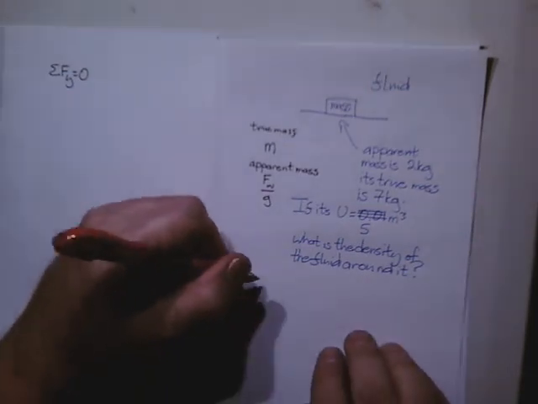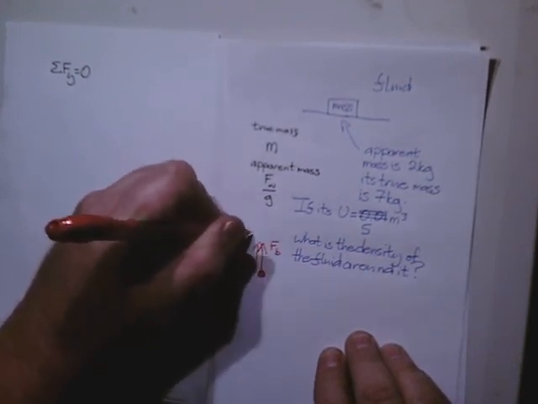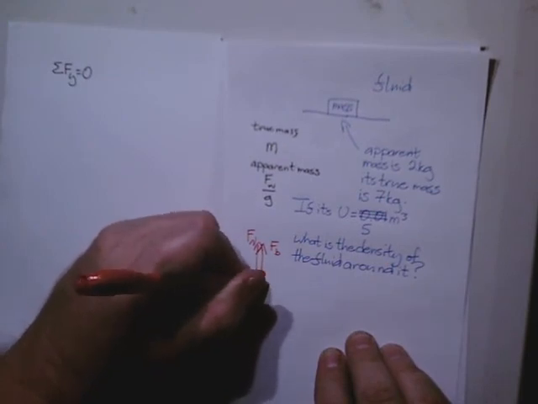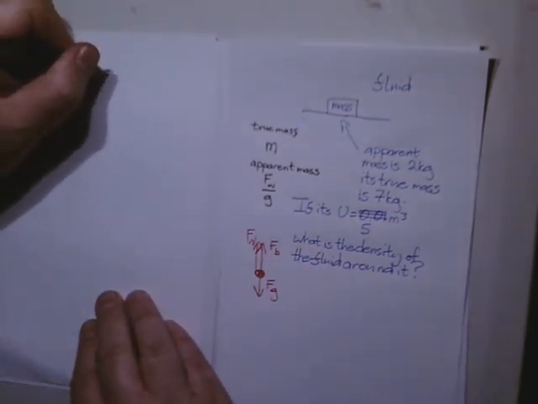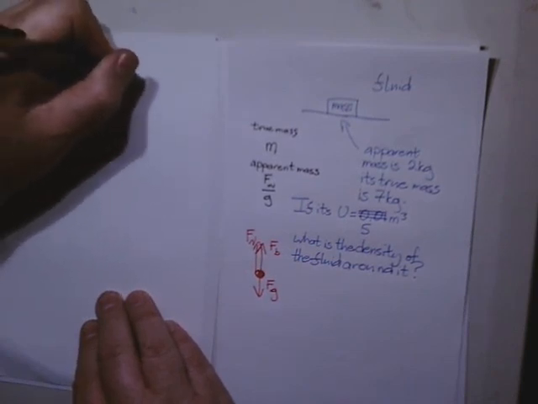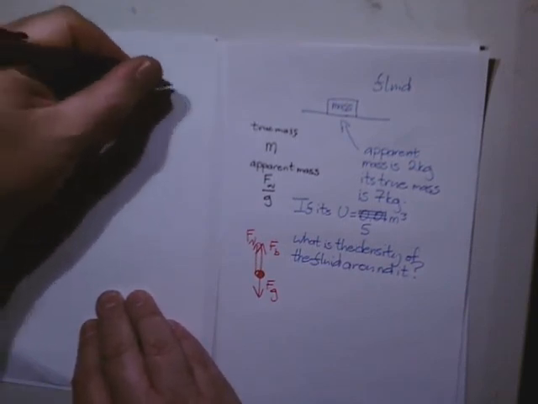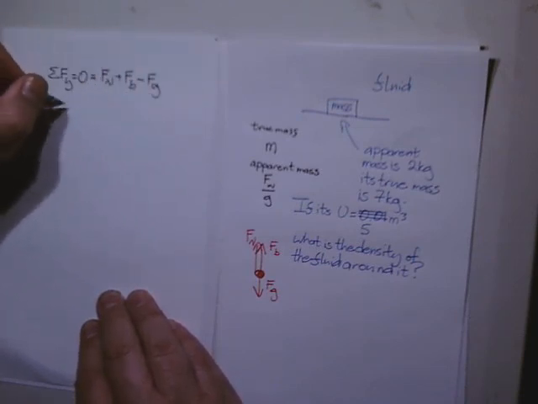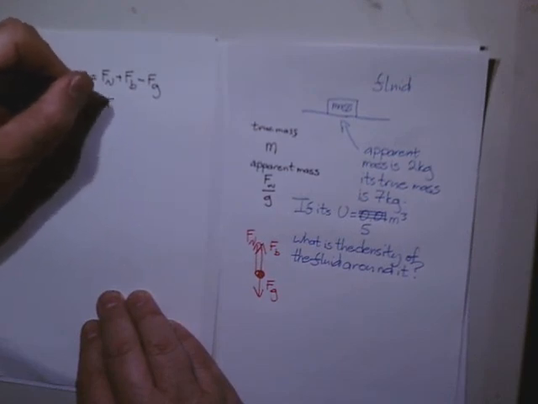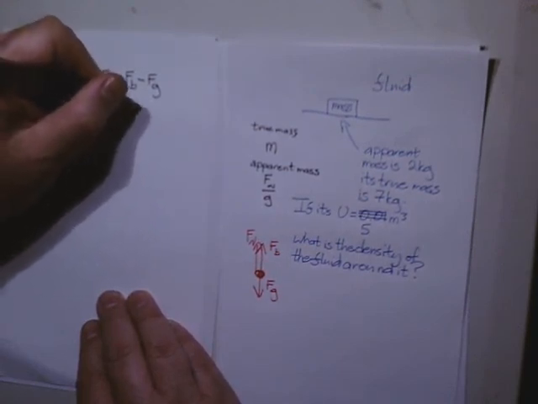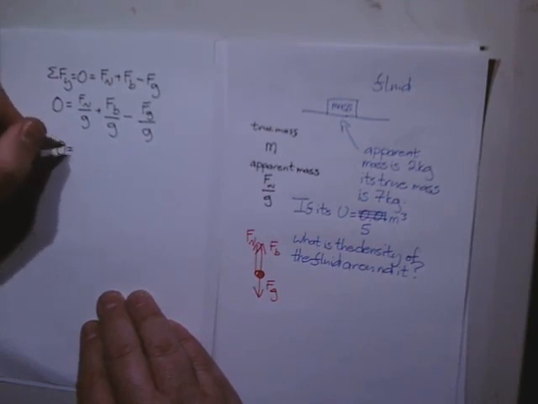When you do the force diagram on this thing, you've got the buoyant force up, you've got the normal force up, and then you've got the force of gravity down. So the normal force is up, the buoyant force is up, and the gravity force is down. What I'm going to do is divide everything by g. So 0 divided by g is 0, normal force divided by g, buoyant force divided by g, and the force of gravity divided by g. That's a subscript, so it's not going to cancel anything. And that gives me its apparent mass.